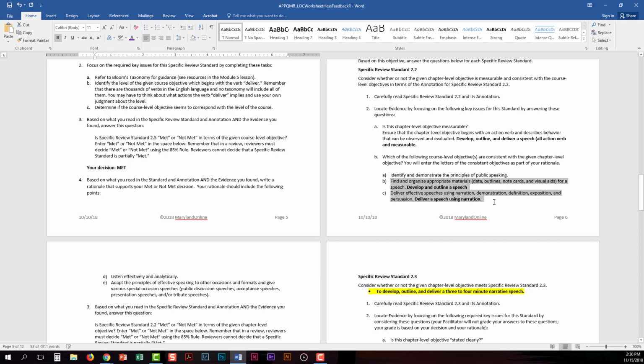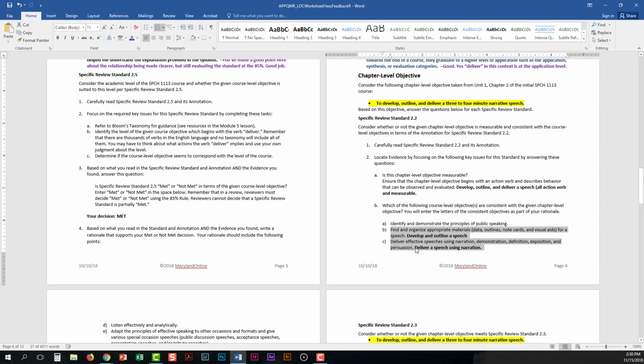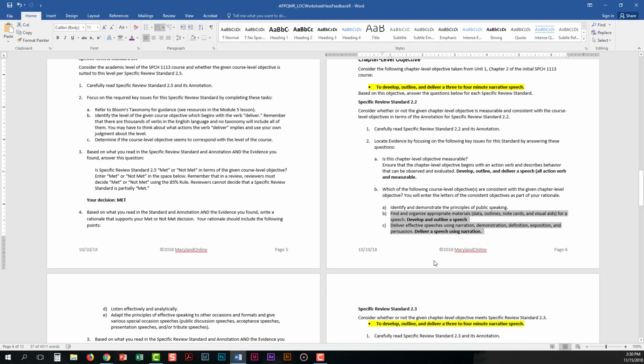So you've initially indicated that the chapter level objective to develop, outline, and deliver a 3 to 4 minute speech is consistent with these two course objectives. And in my feedback, I was telling you that there is one more that it is consistent with. So is that A, D, or E, keeping in mind that if any element of the course objective is something that students use in developing, delivering, or outlining a speech, then that would mean that it's consistent with that particular objective. So you don't have to add any more to that, but I wanted to clarify what I was trying to say in my feedback there.